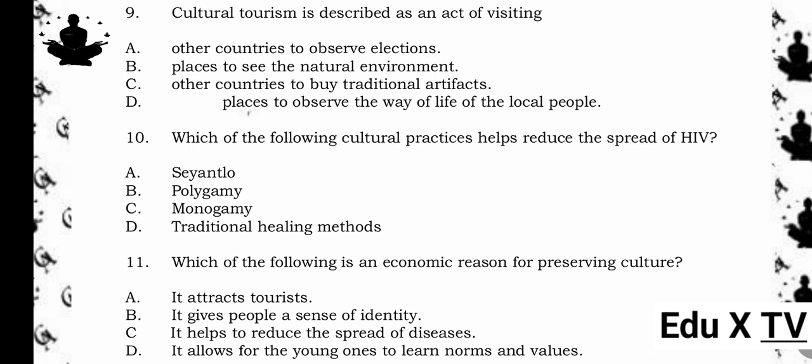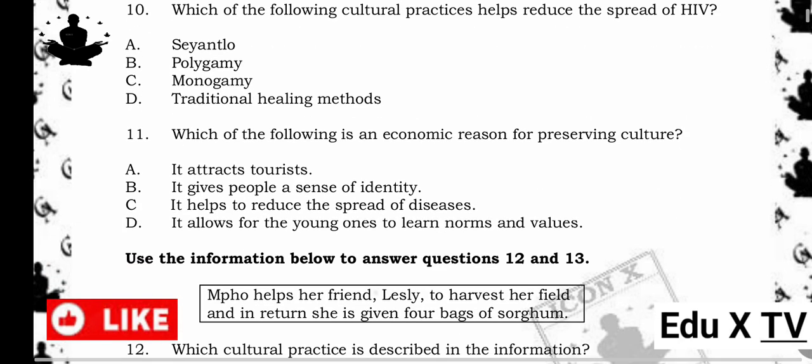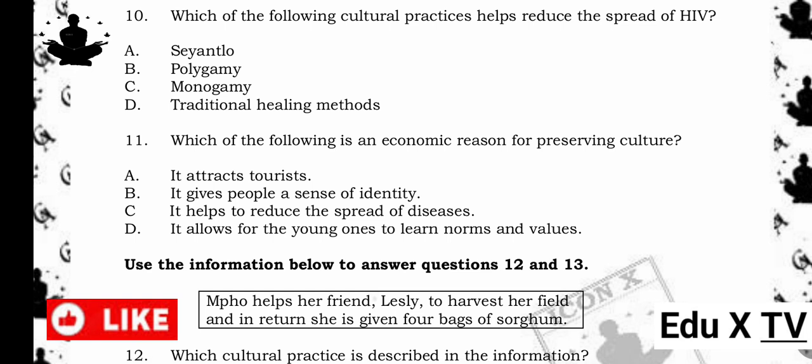9. Cultural tourism is described as an act of visiting A. Other countries to observe elections. B. Places to see the natural environment. C. Other countries to buy traditional artifacts. D. Places to observe the way of life of the local people. The answer is D. Places to observe the way of life of the local people. Reason being, cultural tourism involves exploring traditions, practices, food, dress, and other aspects of a community's lifestyle.